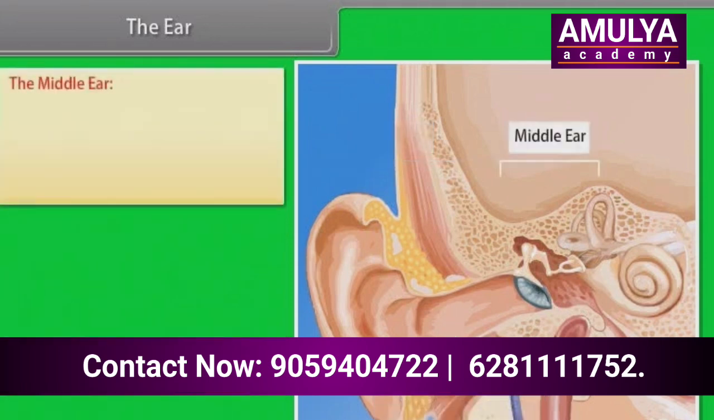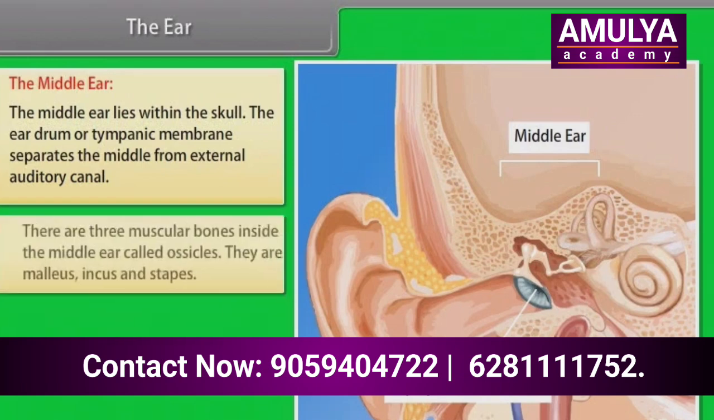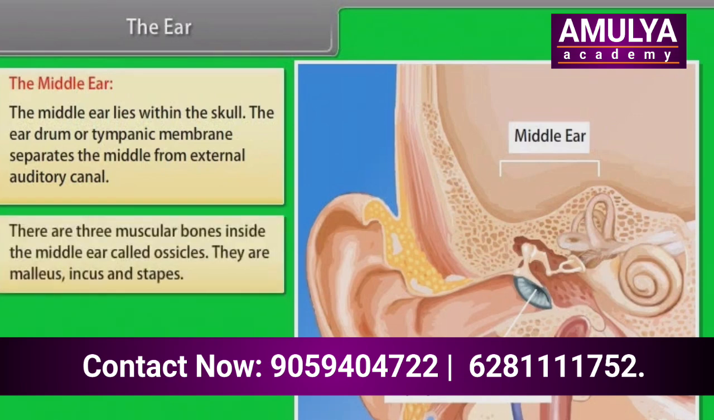The middle ear. The middle ear lies within the skull. The eardrum or tympanic membrane separates the middle ear from the external auditory canal. There are three tiny bones inside the middle ear called ossicles. They are the malleus, incus, and stapes.